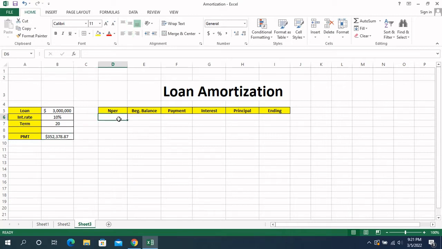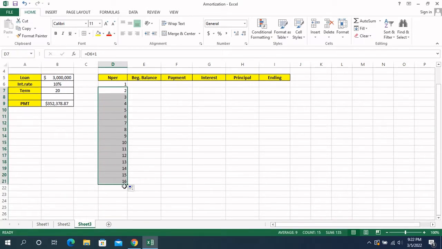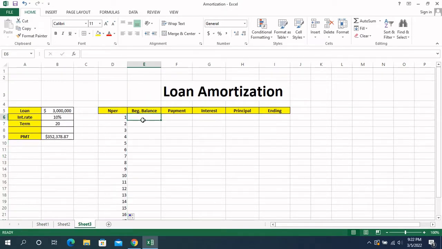Let's start the math. Nper means how many terms, right? How many installments you have to pay. So in the second row, we take the first one plus 1, and we get the second. If we drag it from here until how many terms? 20 terms, right? Let's drag it till 20, and we get the terms. Now in 20 payments we have to pay back the amount. So the beginning balance is 30 lakhs.